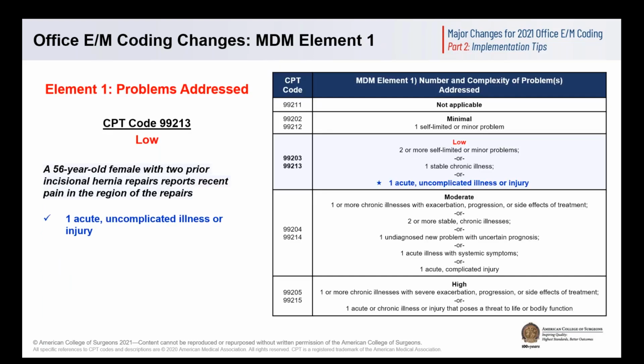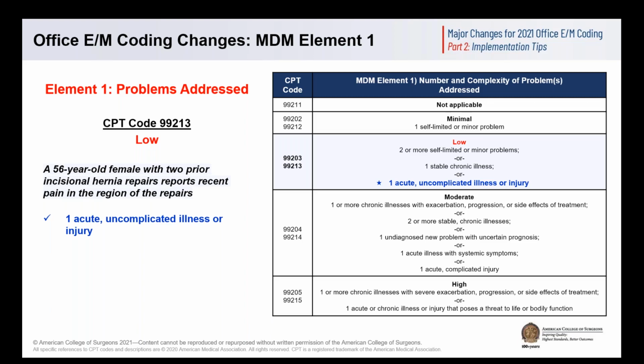So if we look specifically at the problem, using the medical decision-making element 1 coding strategy, we can identify that this 56-year-old female who has a new uncomplicated problem of pain near 2 prior incisional hernia sites would lead to justifying a level 3 value for this particular area of medical decision making.